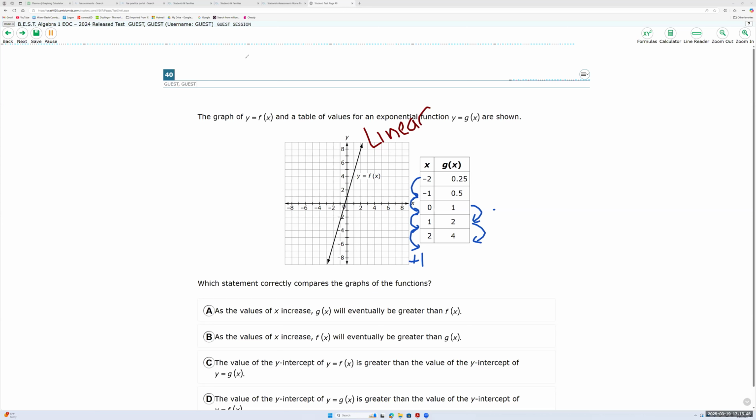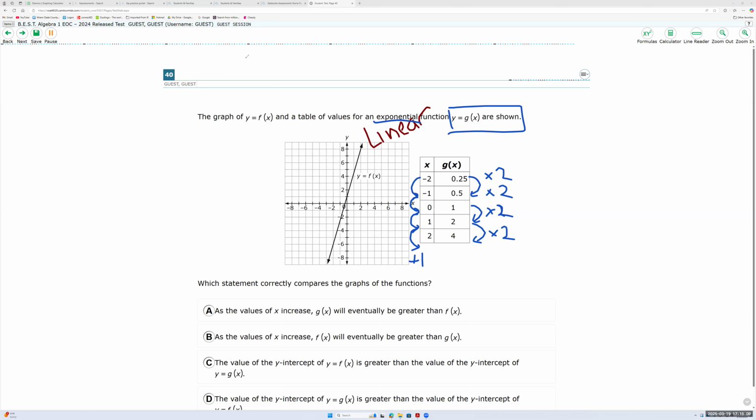So let me try times 2. Times 2 is 4. Is this times 2? Yes, a quarter times 2 is a half, and half times 2 is a whole. So yes, this is growing exponentially. Actually, it told me what it was.